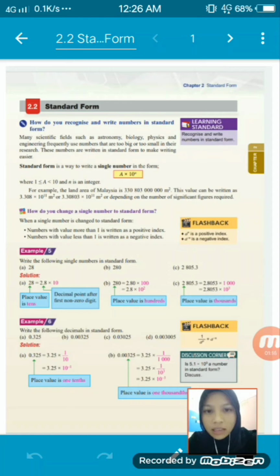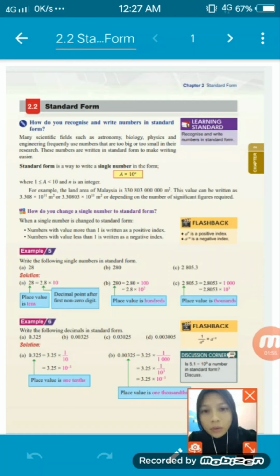For example, the land area of Malaysia is 330,803 km². This value can be written as 3.308 times 10 to the power 5 km², or 3.30803 times 10 to the power 5 km², depending on the number of significant figures required.